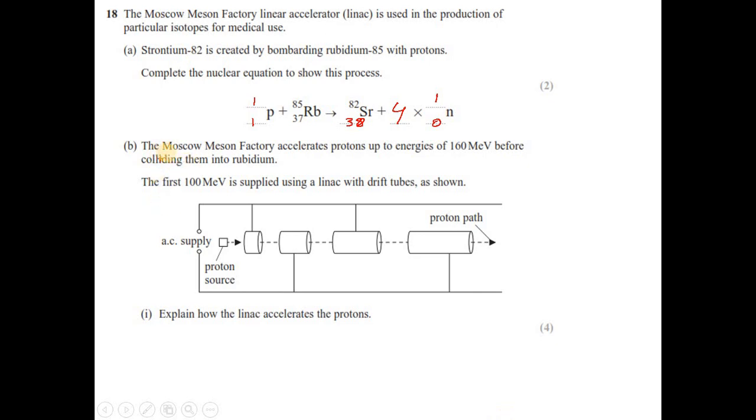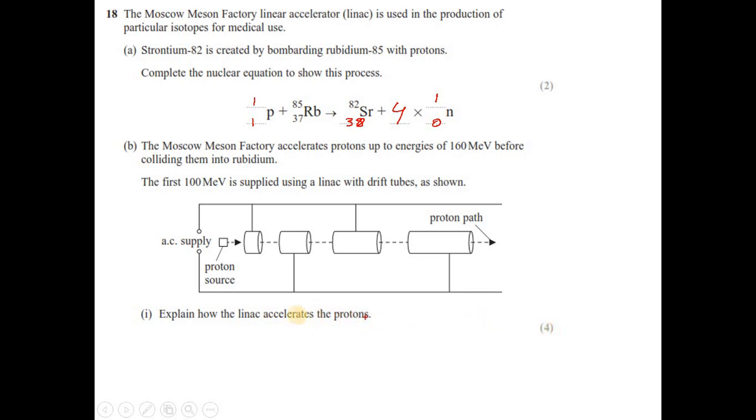The Moscow Meson factory accelerates protons up to energies of 160 million electron volt before colliding them into rubidium. The first 100 million electron volt is supplied using a Linac with drift tubes, as shown. Explain how the Linac accelerates the proton.